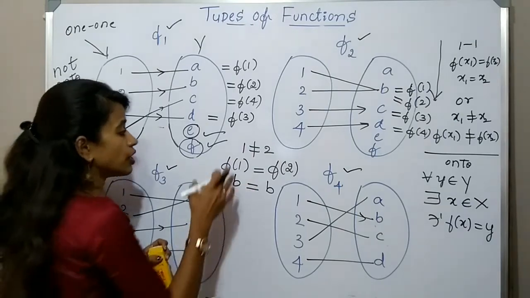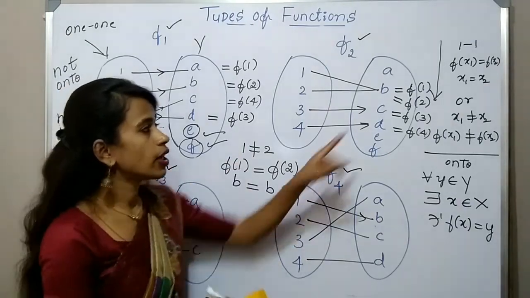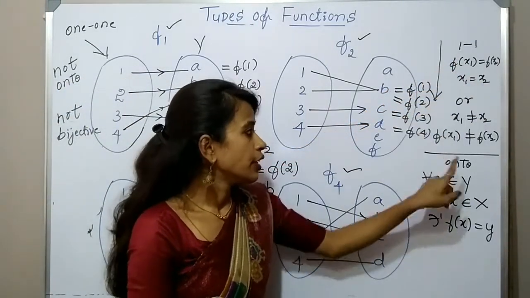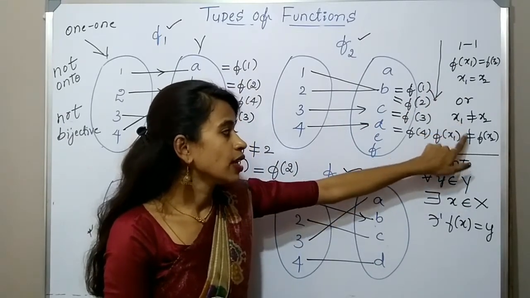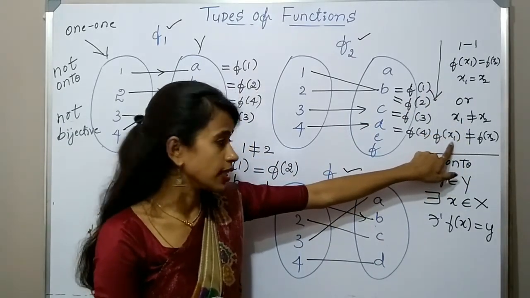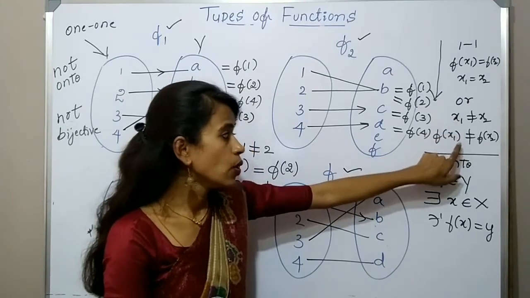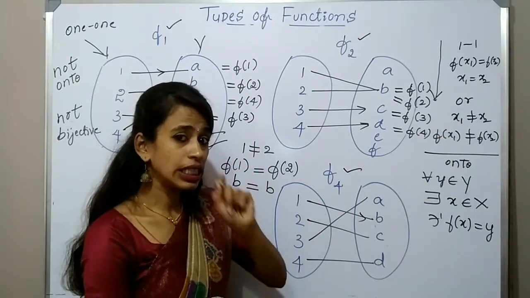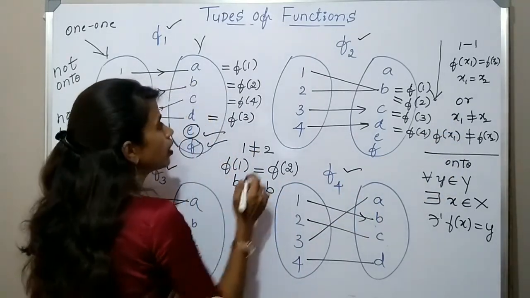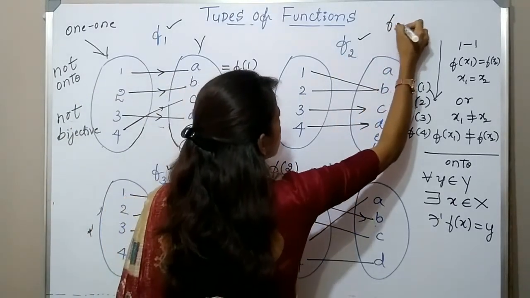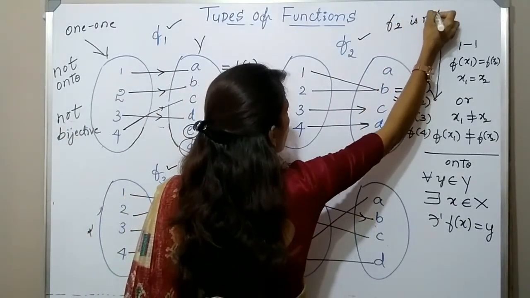Therefore, F2 is not 1-1. To be 1-1, what is the condition? If the elements are distinct, their images must be distinct. If the elements are distinct, their images must be distinct. Okay, so here F2 is not 1-1.